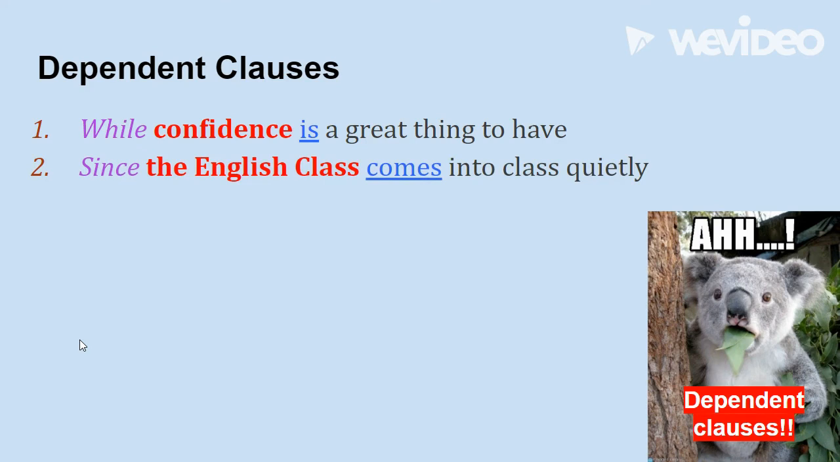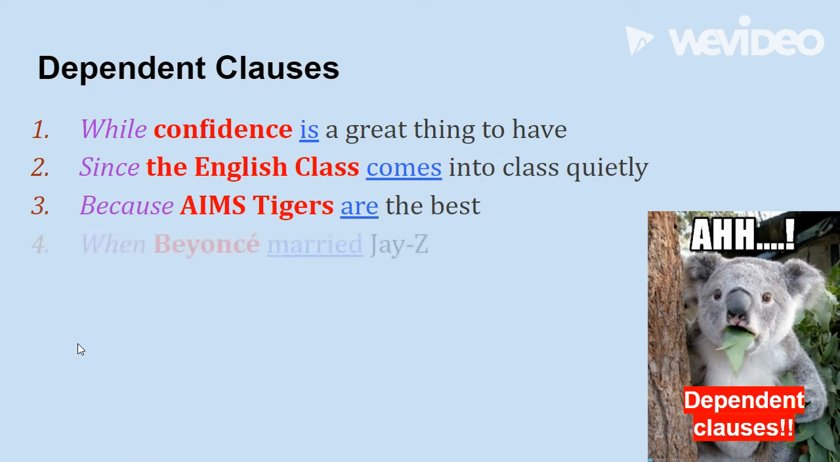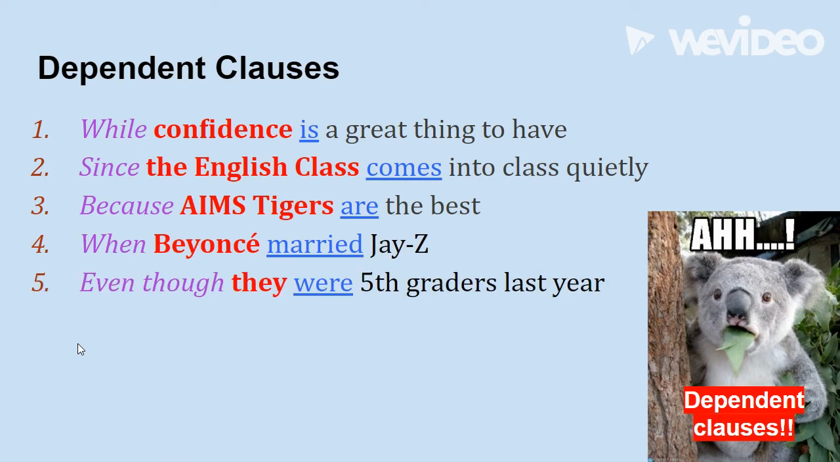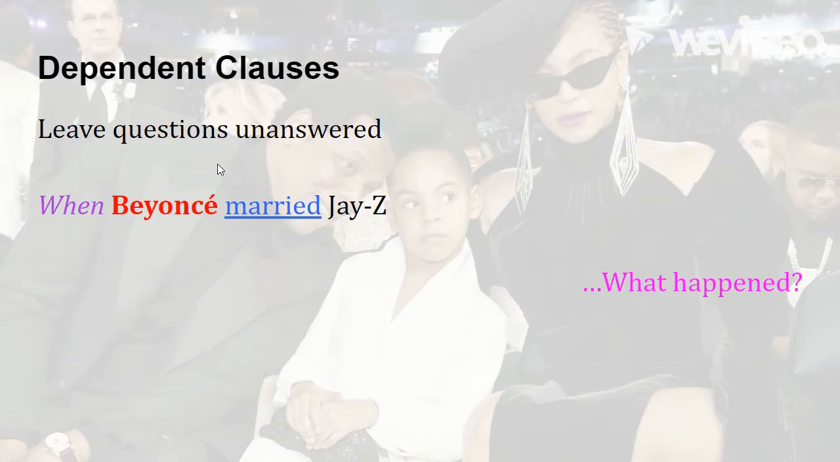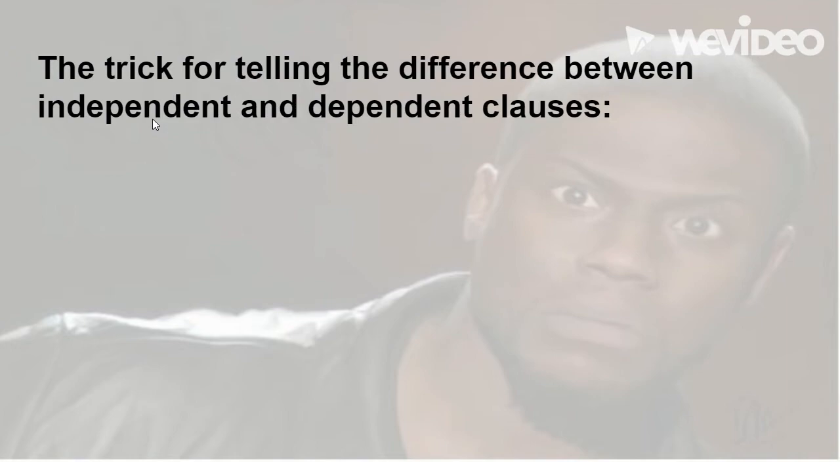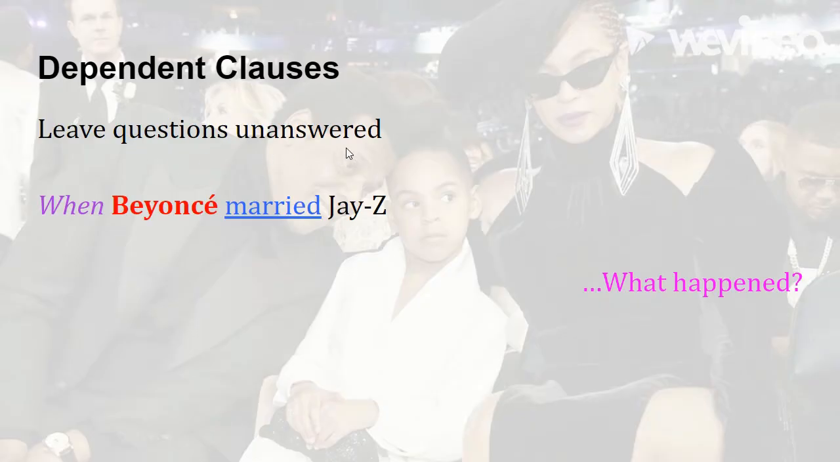Since the English class comes into class quietly, because Ames Tigers are the best, when Beyonce married Jay-Z, even though they were 5th graders last year. Notice in each of these examples, these dependent clauses are going to leave questions unanswered. When Beyonce married Jay-Z, what happened? There needs to be more information there to finish the thought.